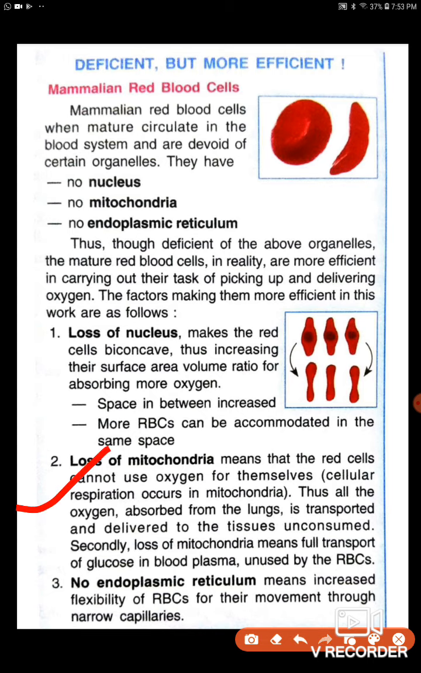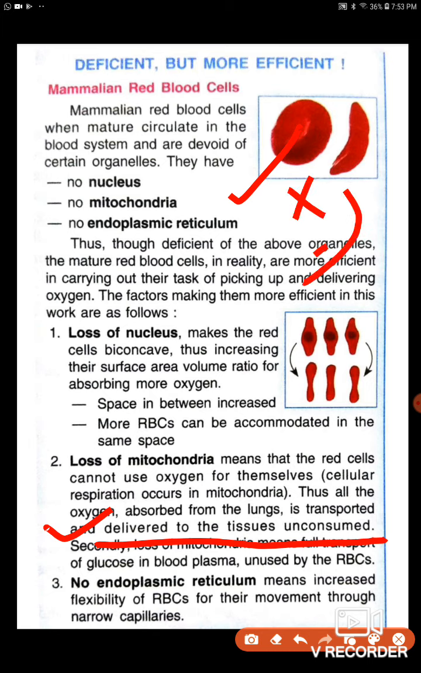Why don't they have mitochondria? If they had mitochondria, it means they could use their own oxygen for ATP production. So all the oxygen which is absorbed from the lung, transported and delivered to tissue, will be unconsumed, because our RBC is not using this oxygen. It is going to be delivered to the different organs. So that is good for our body.